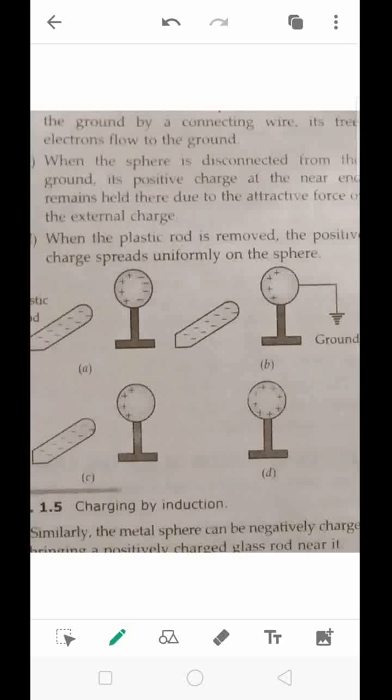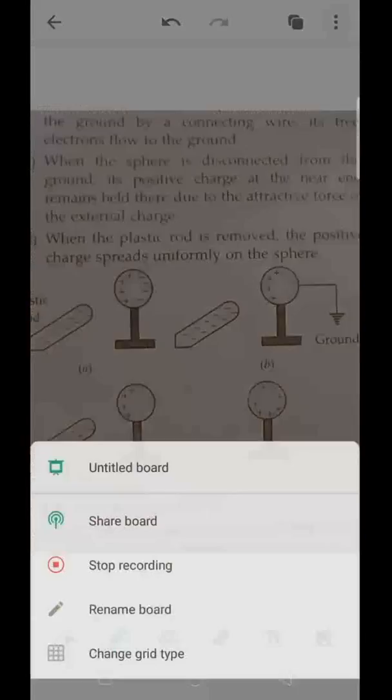A positively charged body, that is a positively charged glass rod. If it is brought near, negative charges will be seen at the near end and all positive charges will be seen on the opposite end. If all positive charges are grounded and the glass rod is separated from the sphere, negative charges will be redistributed on the surface. These are the different methods by which we can make a conducting sphere into a charged body by the process of induction. Right? These are the different experiments which help us to understand the process of electrostatic induction.